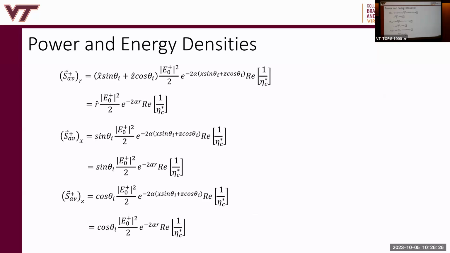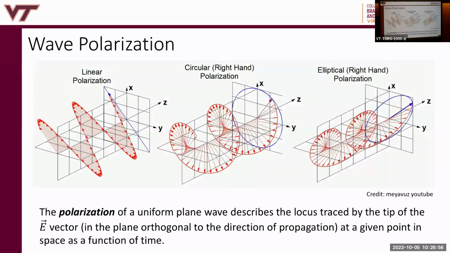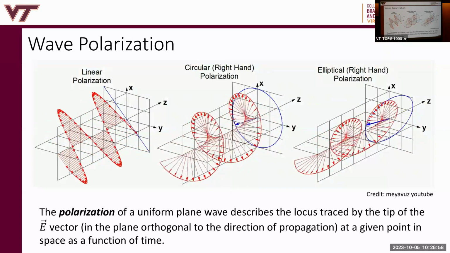Power and energy densities. You can do the exact same thing. It's the same as the lossless case, except now we have e to the minus 2 alpha, we have an alpha here, and then we have the real part of 1 over eta C. Same thing we had in the lossy medium case, but not oblique. We end up with a very similar formula, so you can go through these. These are exactly the same, except we have complex wave impedance now, or sorry, we have obliquely traveling plane waves. All right, done with all of that.